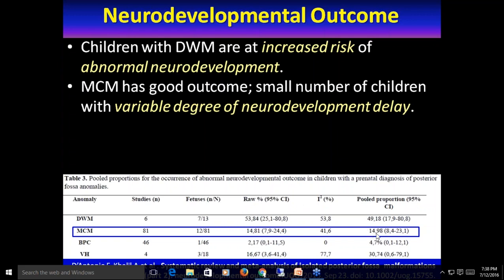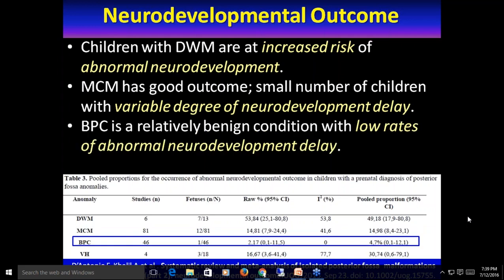As we can see here in this graph, only about 14.9% of this cohort of 81 children with megacisterna magna had neurological delay. Blake's pouch cyst is a relatively benign condition with low rates of abnormal neurodevelopmental delay. And here we see that only about 5% of the cases had poor neurodevelopmental delay.